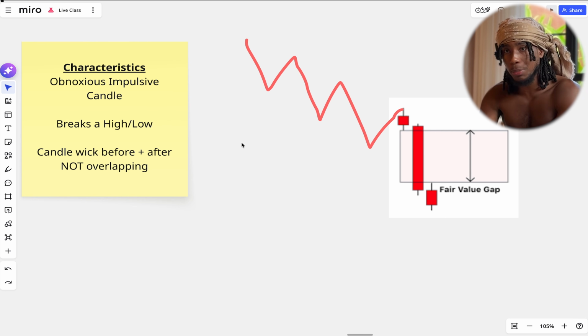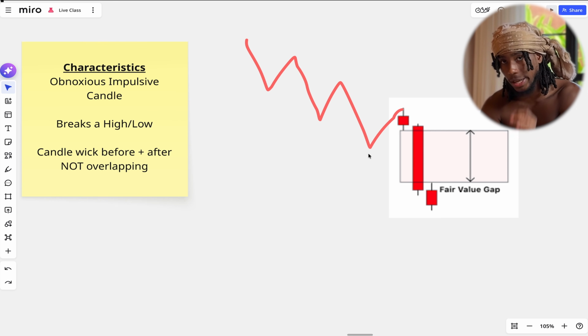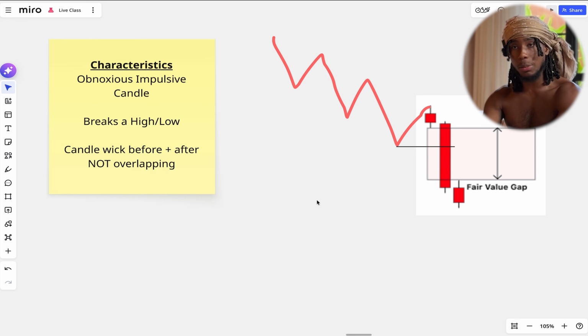A fair value gap is this box right here. So the first characteristic of a fair value gap is a huge, obnoxious, impulsive candle. You'll know exactly when you see these obnoxious candles. Next thing you wanna do once you see these obnoxious candles is look to the left, because that's the past, and you wanna see if this obnoxious candle broke past a high or a low. Since we're in a downtrend market right here, we see that this obnoxious candle broke past this low.